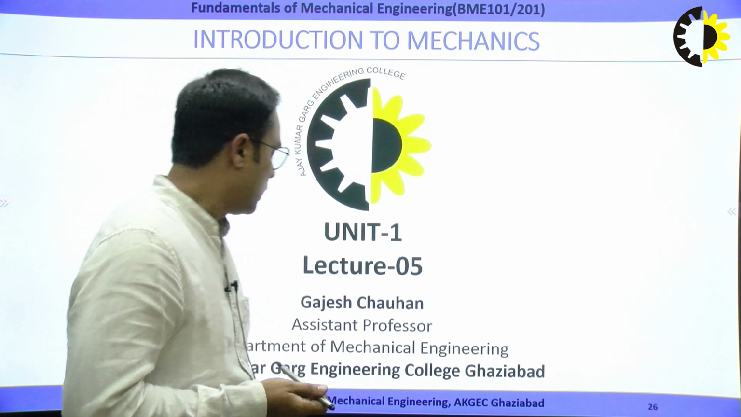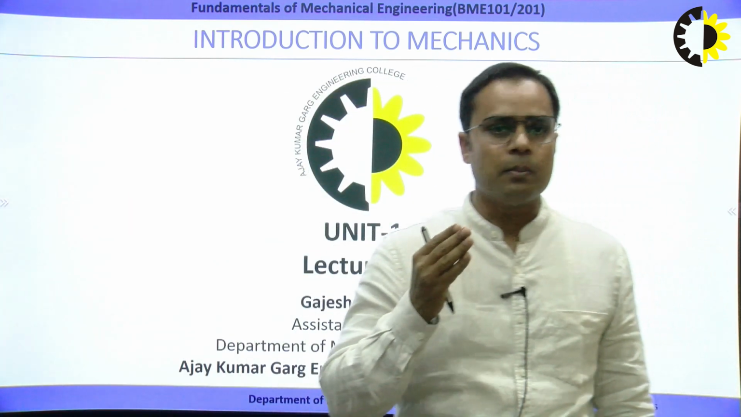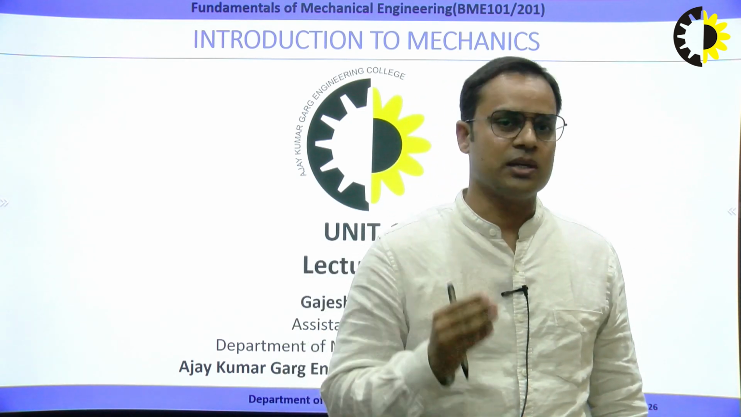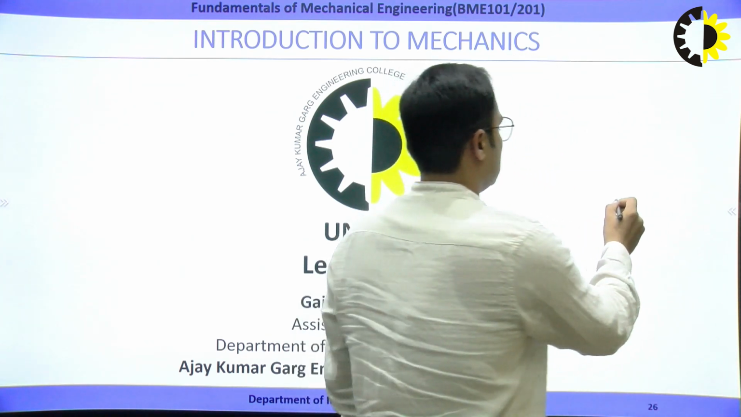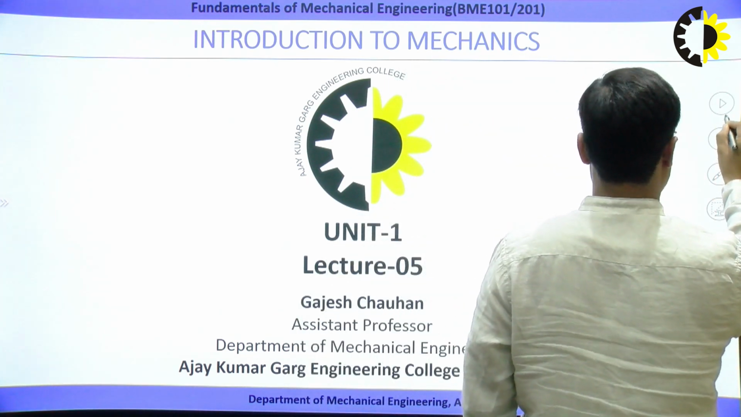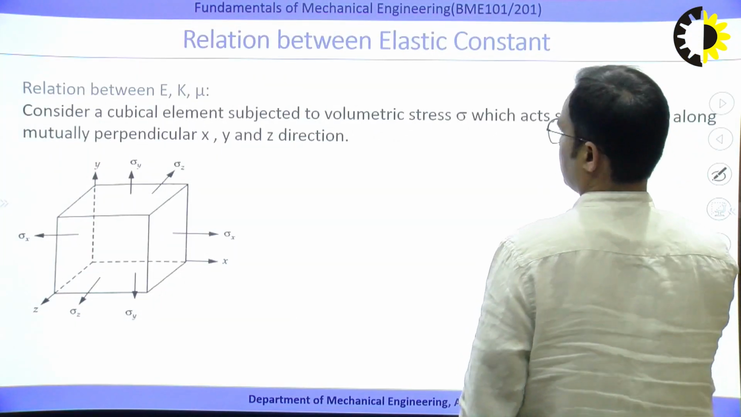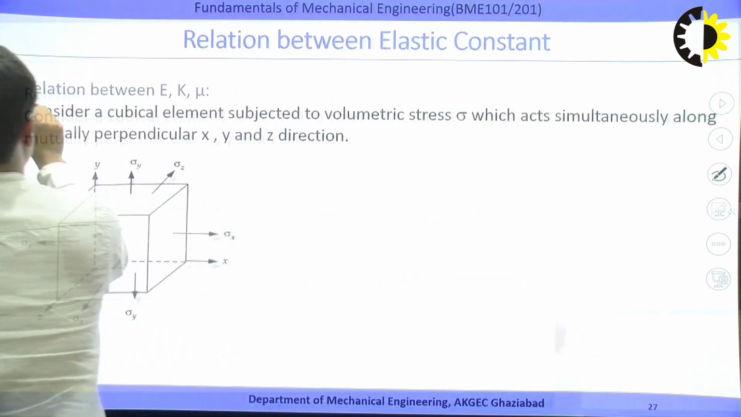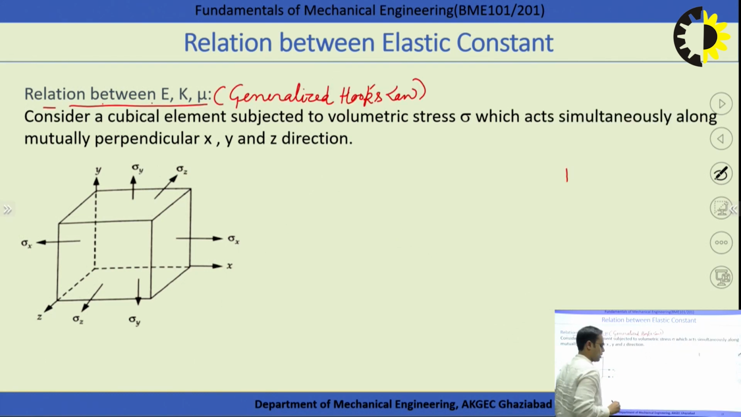So the first relation is the relation between modulus of elasticity, bulk modulus and Poisson ratio, right? That is also known as generalized Hooke's law. This is the relation between E, K and mu. In today's class we will discuss how E, K, mu are related to each other.